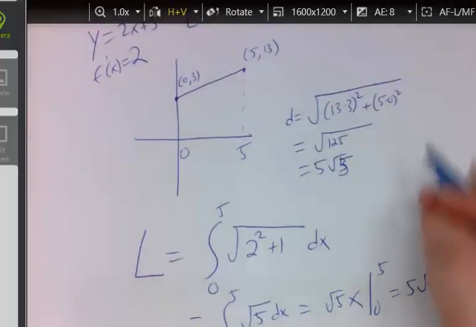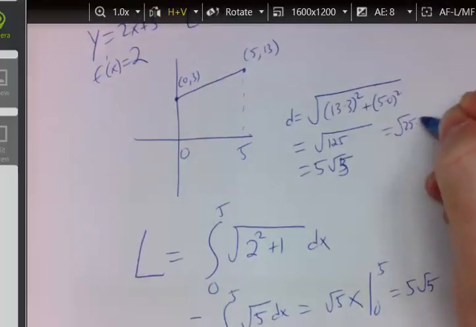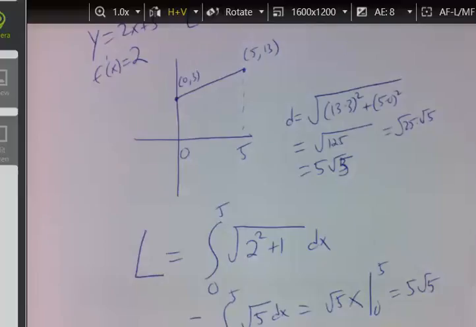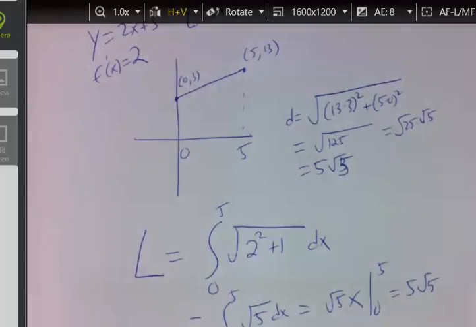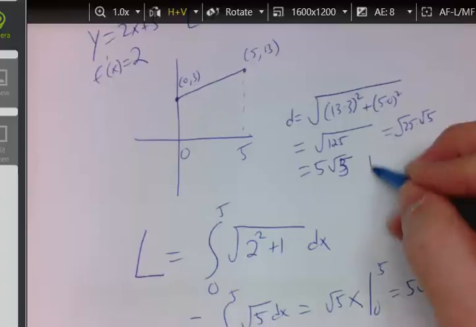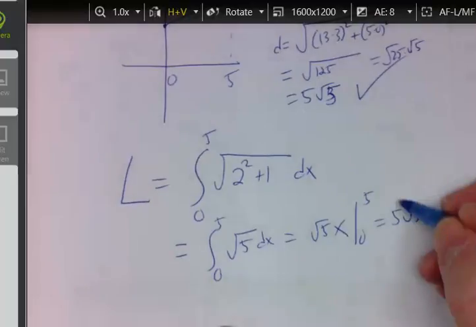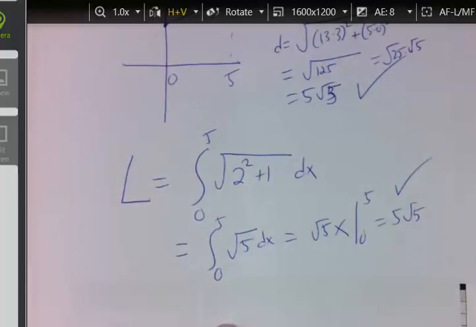This is obviously 5 radical 5, right? Square root of 25, square root of 5. Not sure where the 3 came from. So if this was 5 radical 5 in the first place, I should have just done it with calculus in the first place because I can't seem to do geometry. So that takes care of that, and that's your basic arc length formula.